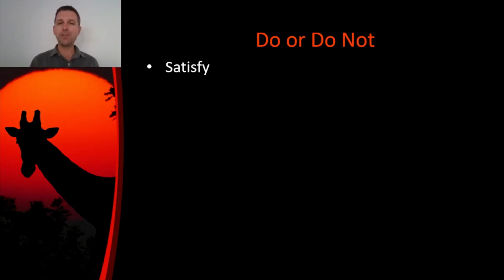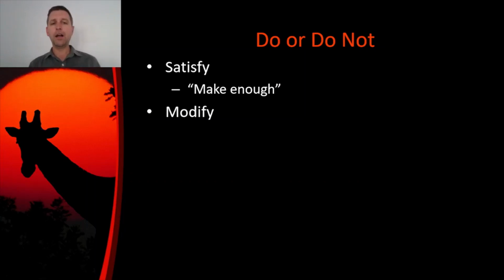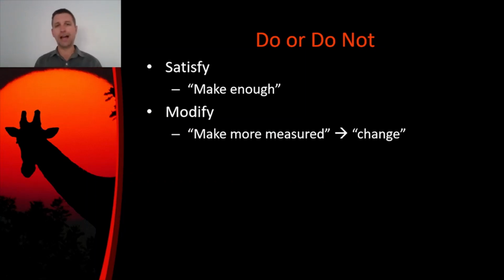Just a few more here. Satisfy comes from the Latin word satis, which means enough. So if you satisfy somebody, you are giving them enough that they are happy. Maybe not giving them as much as you could, that's not the point. You're giving them enough, and that's literally what it means to satisfy somebody or something. Modify comes from the Latin root mode, which actually is connected to middle.